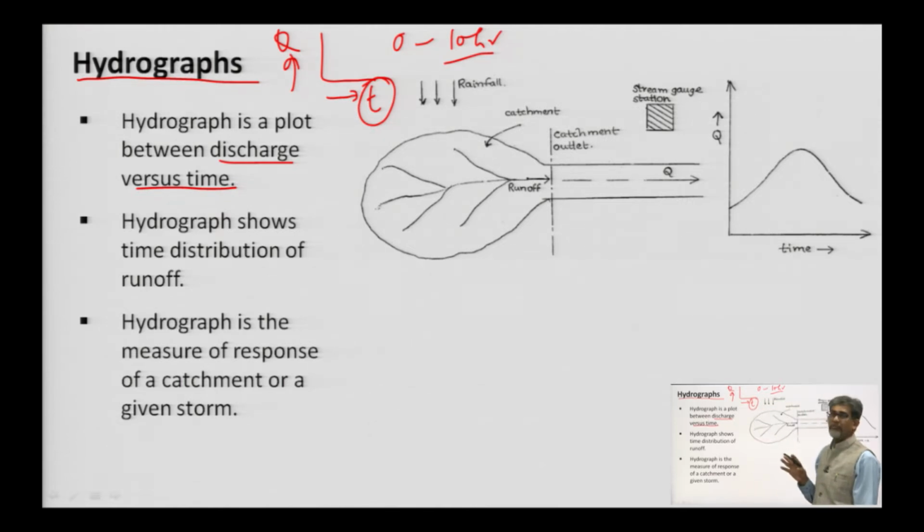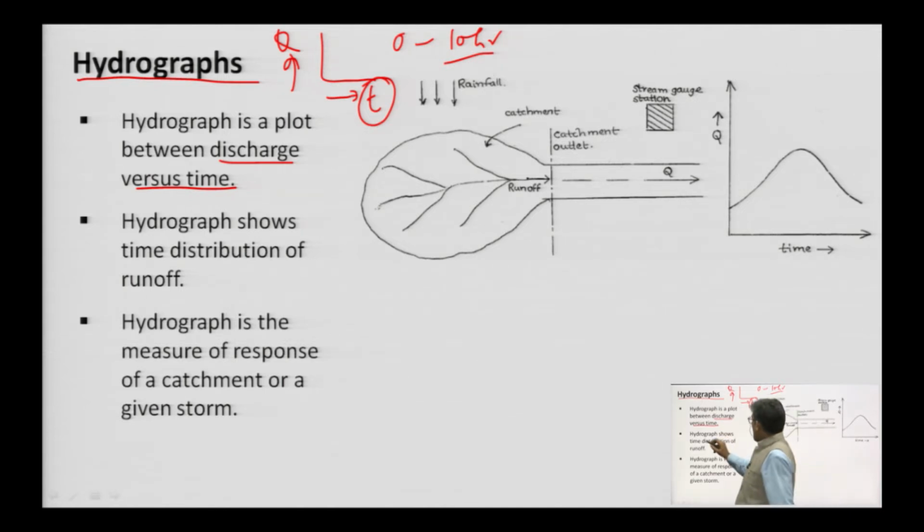Previous graphs, the flow duration curve and mass duration curve, were used to study the flow variation within the months. But here we are interested to study the response of the catchment for some particular rainfall.